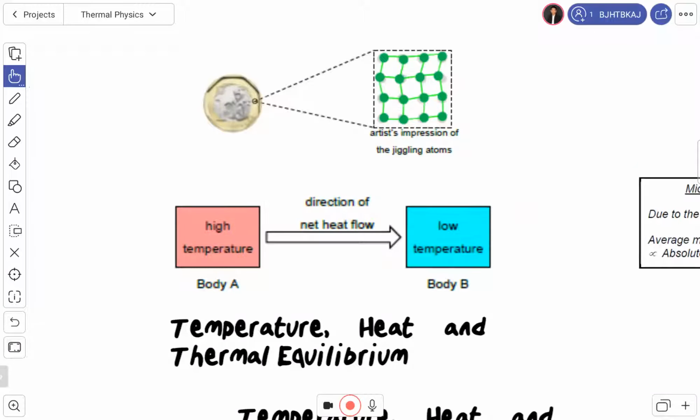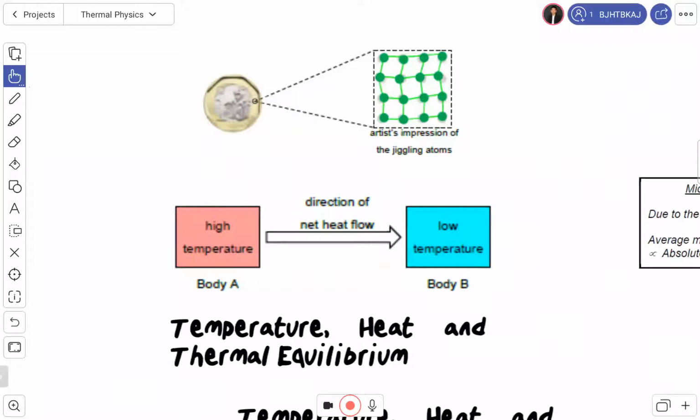And as long as, on one side, the average KE of the molecules is higher than the average KE of the molecules on the other side, they will continue to spread their energy over, to pass it on. Until there is an equilibrium, and the equilibrium simply means that on average, both sides have their KE about the same. So there will be no net transfer.